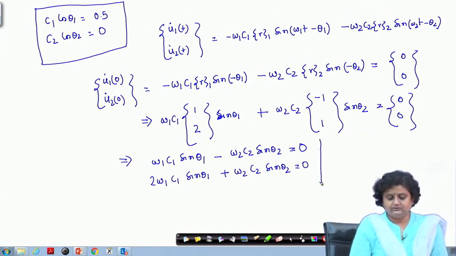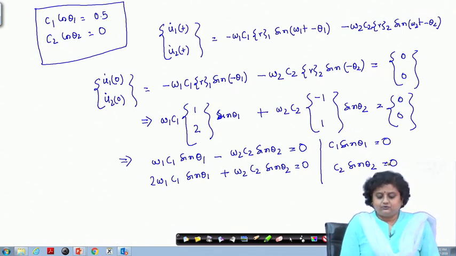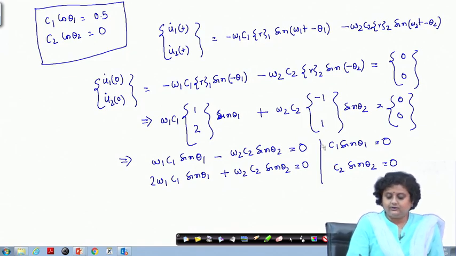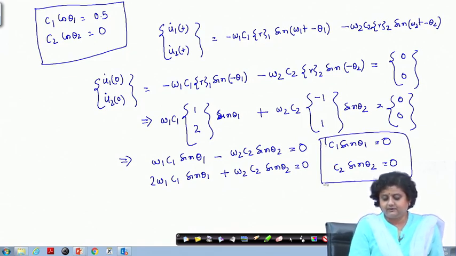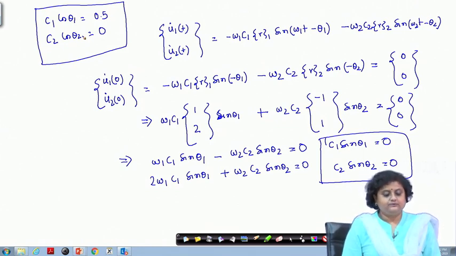So, if we solve these two equations, I am going to get C1 sine theta 1 equals to 0 and C2 sine theta 2 is equal to 0, right. So, these are the two sets of equations that I am getting. Now, using this set of equations and this set of equations, I need to solve for C1, C2, cos theta 1 or theta 1 and theta 2.